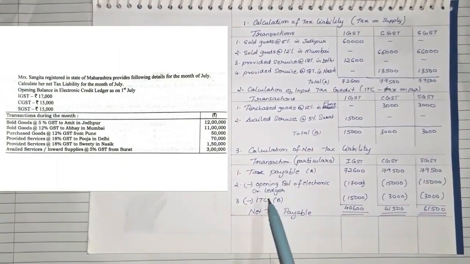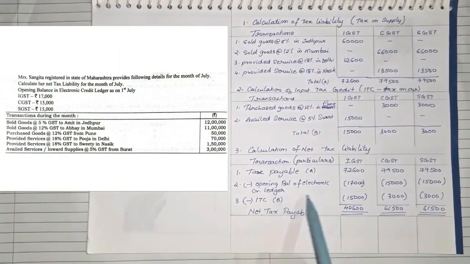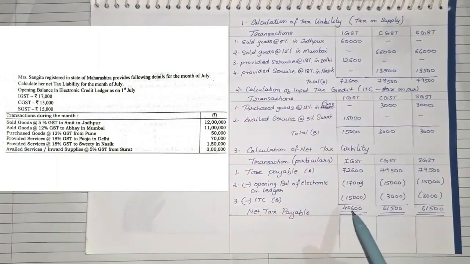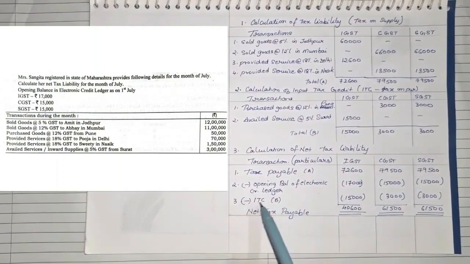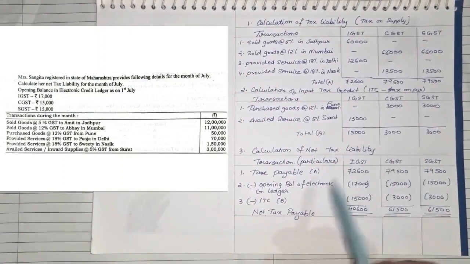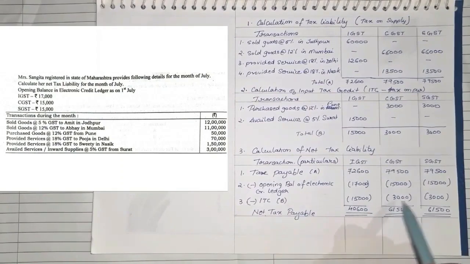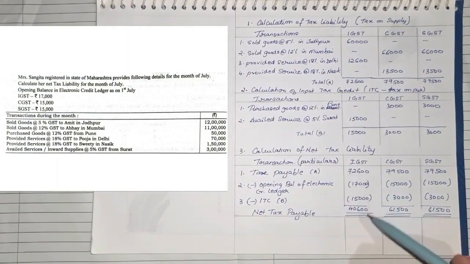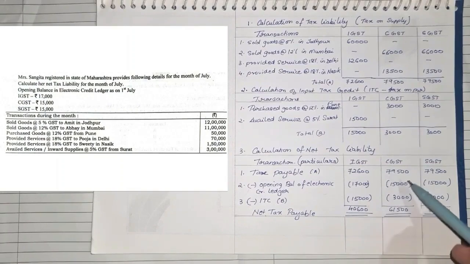So now as I told you, the opening balance of credit ledger will be considered. So we took those values from the question. Next it is less ITC, that is from the B value. So we note down the answers of the B part, that is 15,000, 3,000 and 3,000. Once I get that, we will subtract it. 72,600 minus the credit, we get the value as 40,600. 79,500 minus 15,000 minus 3,000 is 61,500. Similarly will be the SGST figure.